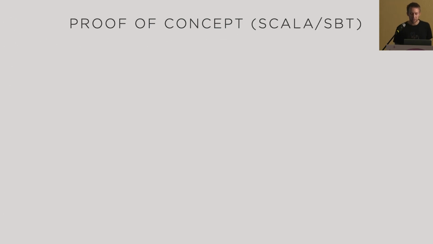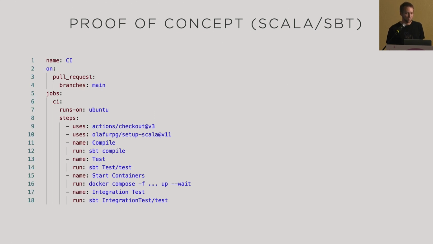So when we started with GitHub Actions, we decided to do a proof of concept for some of our Scala projects that use the SBT build tool. So we started with a workflow like this for CI. We want to trigger it whenever somebody opens up a pull request to the main branch. And then we have a single job with a few steps. The first 2 steps are checking out the source code and then installing Scala and the SBT build tool. Then we run SBT compile to compile the source code, SBT test to run our unit tests.